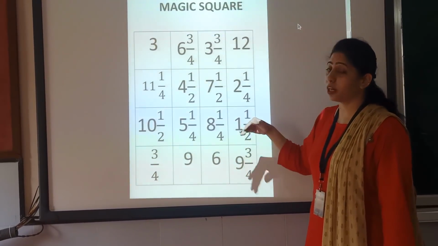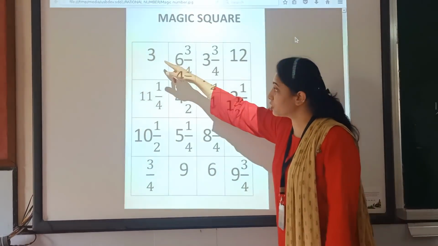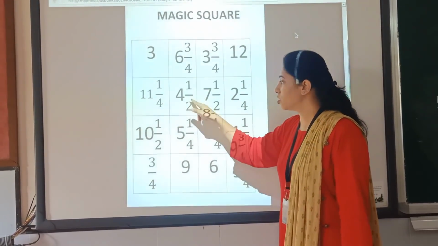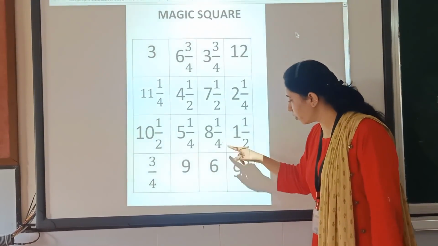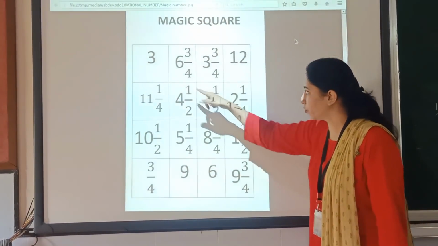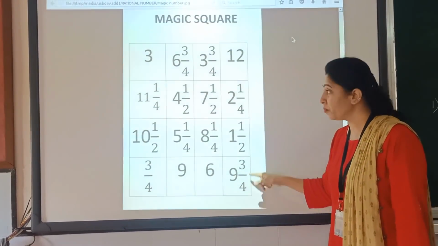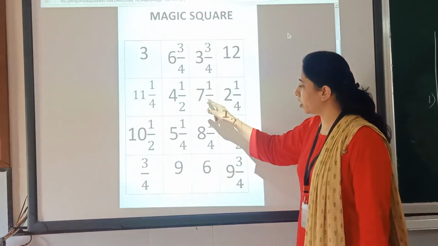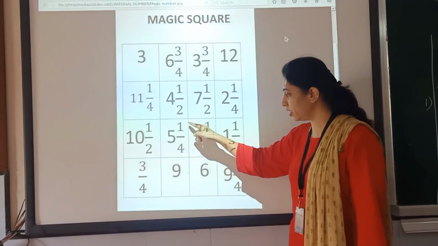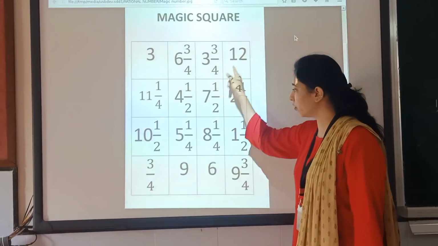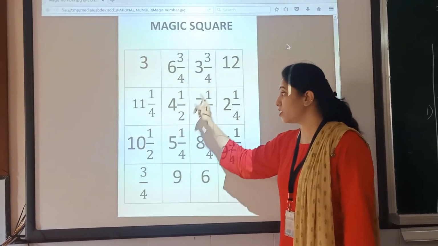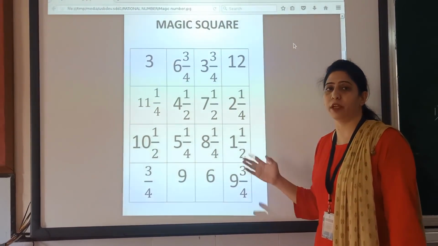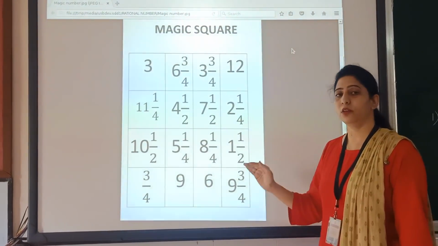Then after adding row wise and column wise, you have to check diagonally. That is 3 plus 4 integer 1 upon 2 plus 8 integer 1 upon 4 plus 9 integer 3 upon 4. Add diagonally in this way. Then add diagonally in the opposite way: 12 plus 7 integer 1 upon 2 plus 5 integer 1 upon 4 plus 3 upon 4. Check whether the answers are the same. When the answer is the same, then it will be a magic square. So you have to check and do it for homework.